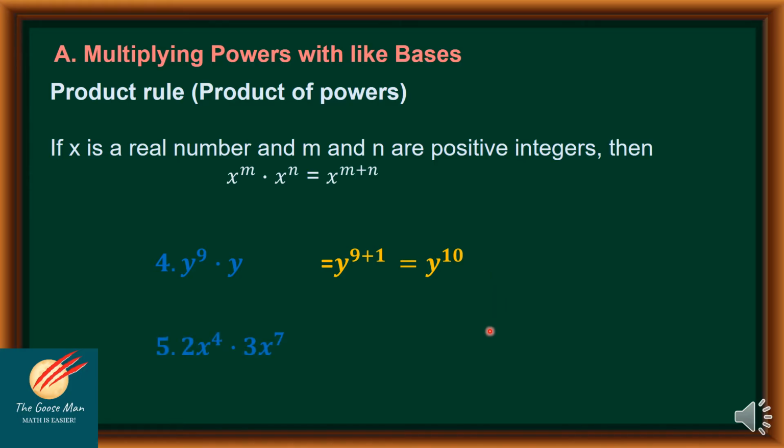Next example, I have here 2x raised to the 4th power times 3x raised to 7. So I'll simply multiply the numerical coefficients 2 and 3, copy the same base, and add the exponents 4 and 7. So I have here now the product, which is equal to 6 times x raised to 11.